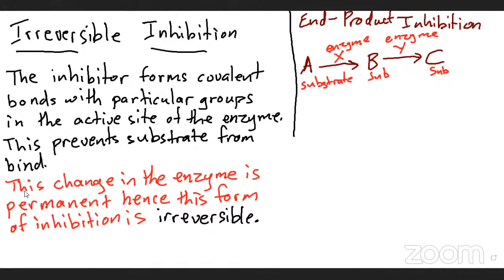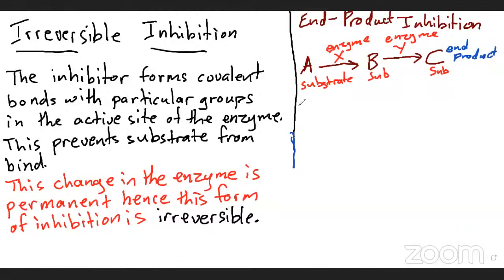What do we mean by end product inhibition? End product means the final product. So this is a sequence of events, right? You have A converted to B, and then B converted to C. So C is your end product. So we are looking at how the end product inhibits the overall process. Let us say we want to produce C. You need a normal level of C.